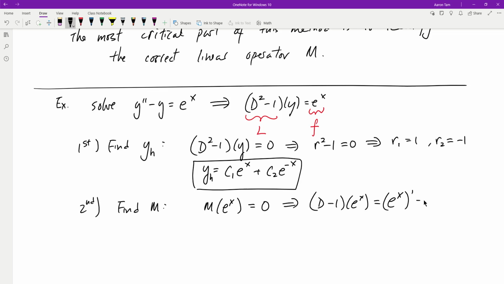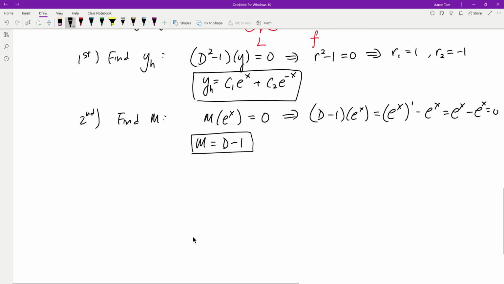That's e to the x prime minus e to the x. That is e to the x minus e to the x, which is 0. So in this case, our differential operator M is basically D minus 1. So we got our differential operator. So now we're ready to start our process.